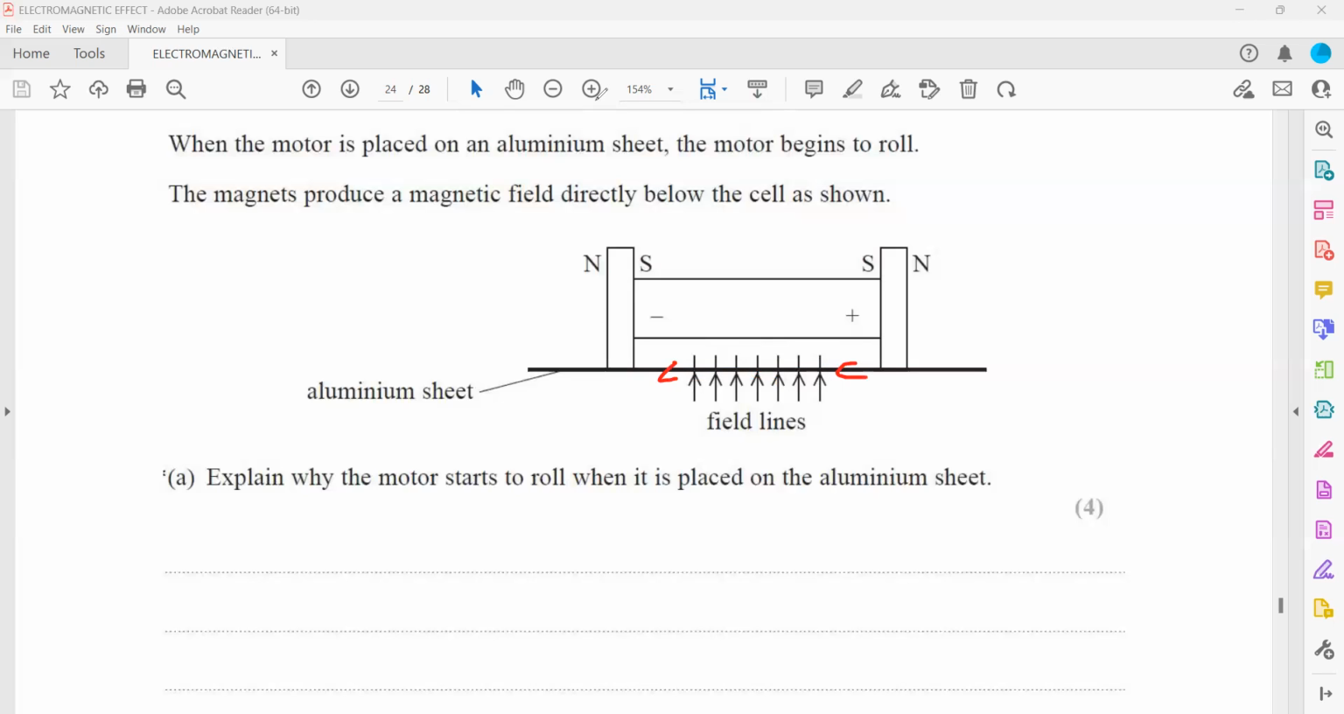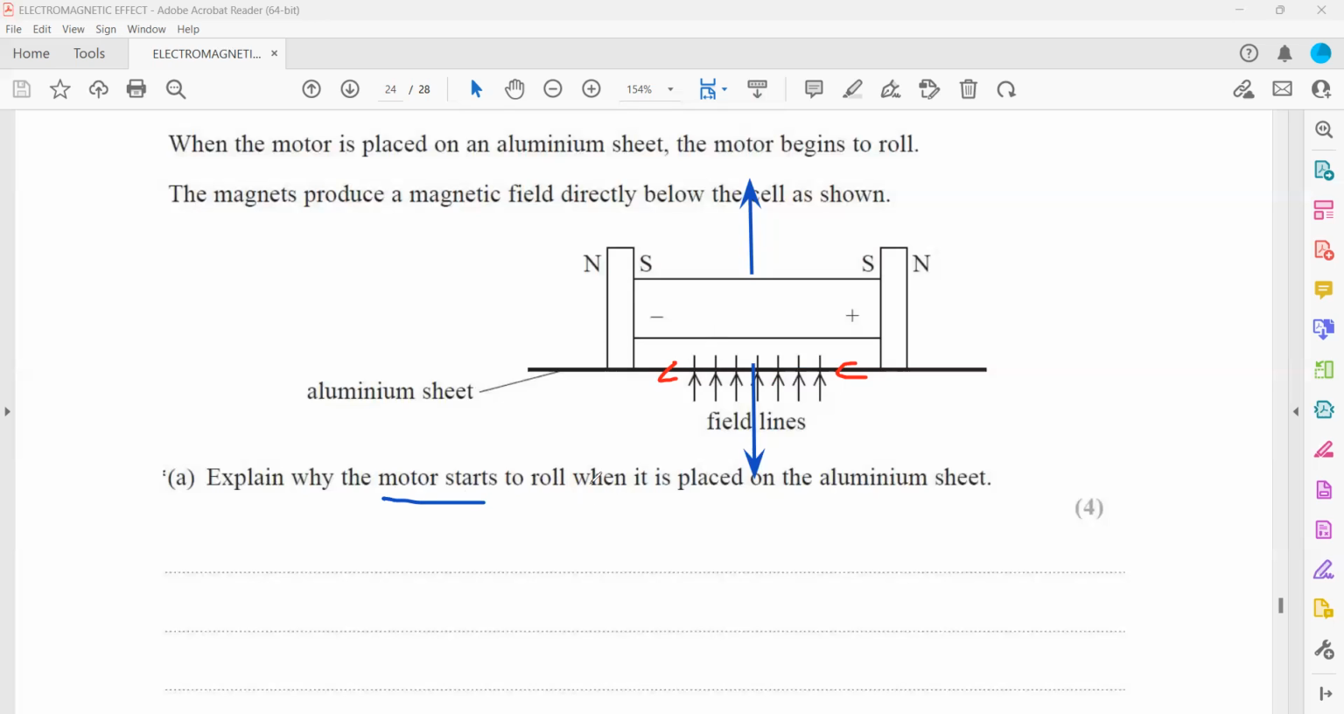So where the thumb is pointing, it means the thumb is pointing downward in this case. So if the force on the aluminum is downward, what will the force on the motor, or the force on the magnet, be? It will be upward, because according to Newton's third law, action and reaction: if due to a magnetic field there is a force on the object, the object will also exert a force on the material.